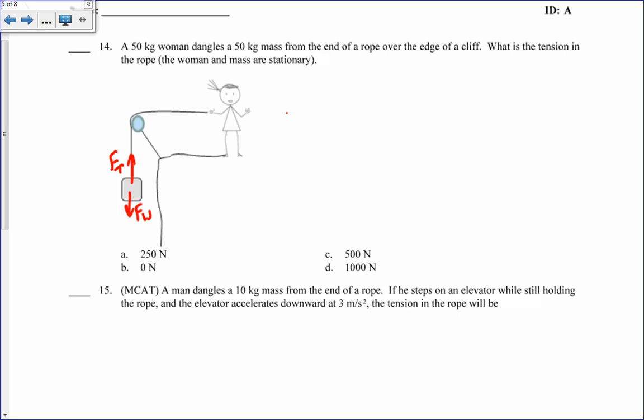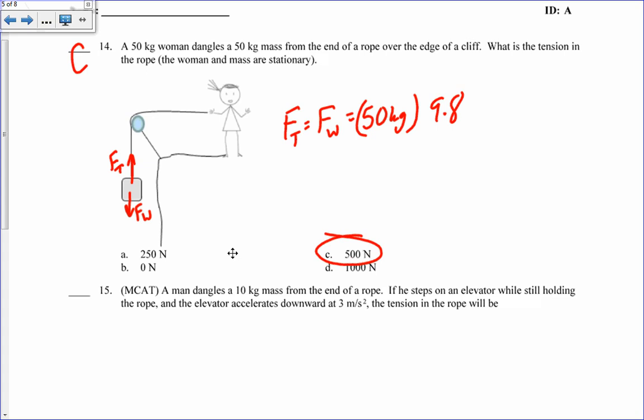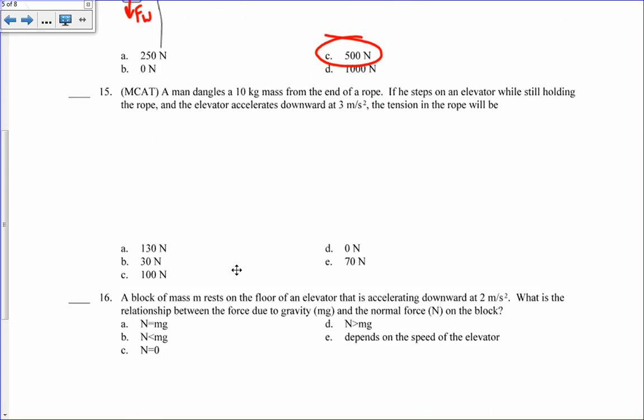So the tension in the rope equals the weight of the block. That's 50 kilograms times 9.8, which is 500 newtons. You don't need to know the mass of the woman. That's irrelevant. It's like hanging it onto a tree. It doesn't really matter. A man dangles a 10 kilogram mass from the end of a rope, steps on an elevator while holding the rope, and the elevator accelerates downward.